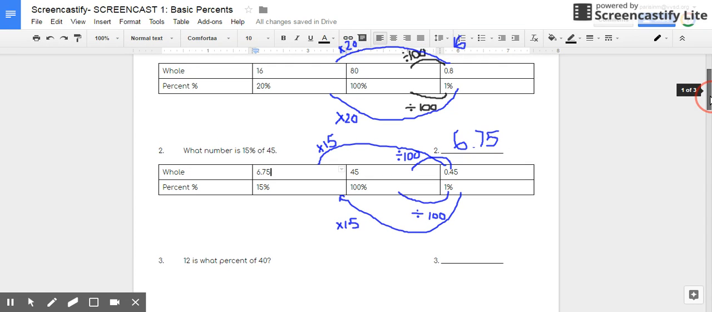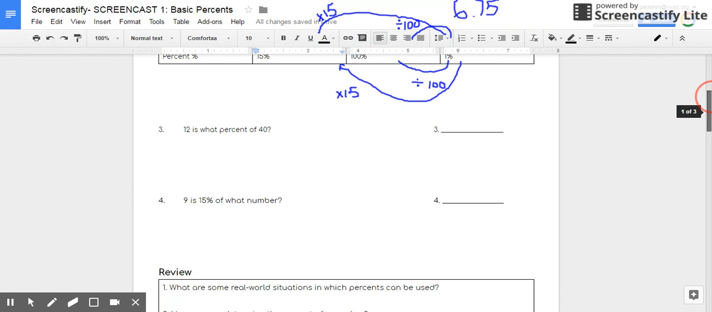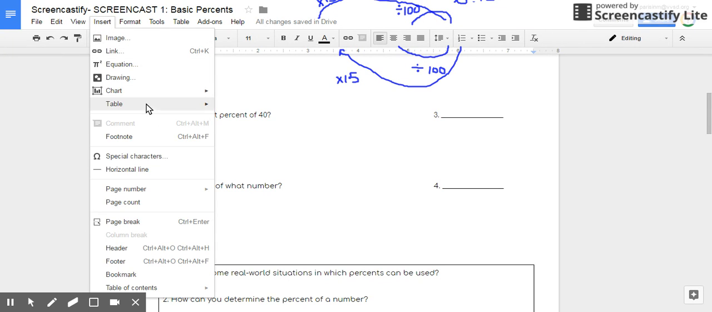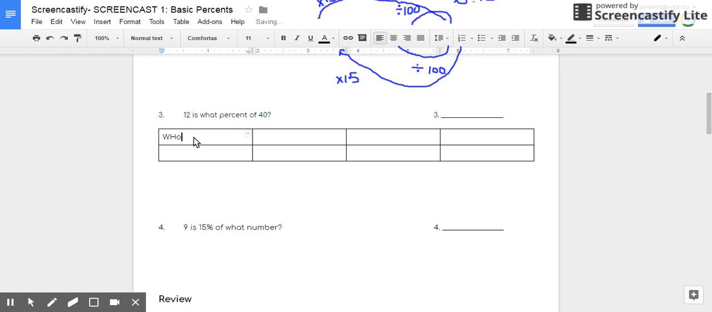Question number 3 is a little bit different. It is now asking for a percent rather than a number. We will again continue to use tables of equivalent ratios. Again, we are going to label our numerator the whole, and our denominator is going to be the percent.